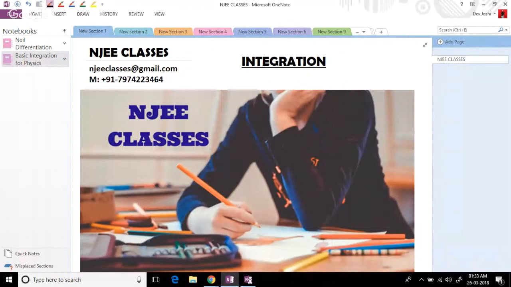Basically, integration is the most important part of JEE physics if you are preparing for IIT-JEE, as well as JEE Advanced, NEET, and AIIMS. Integration is a very integral part of physics, because in many questions you will come across integration, and very high-level integration is used in advanced problems. So it is very important to have an in-depth understanding of integration. Today I will try to make your concepts of integration easier for you.